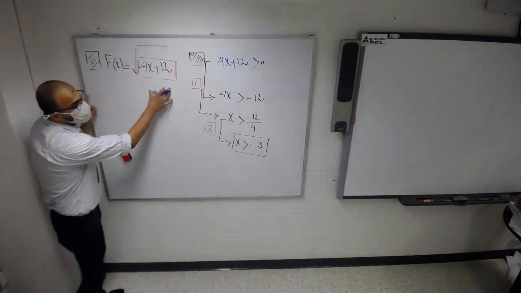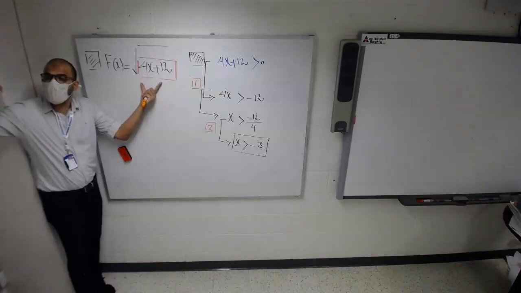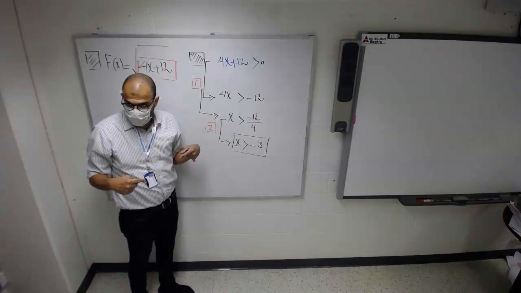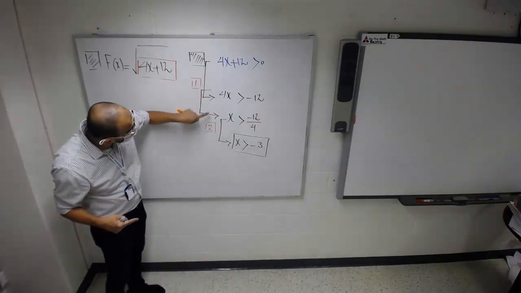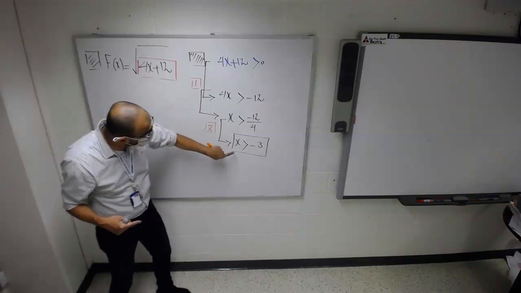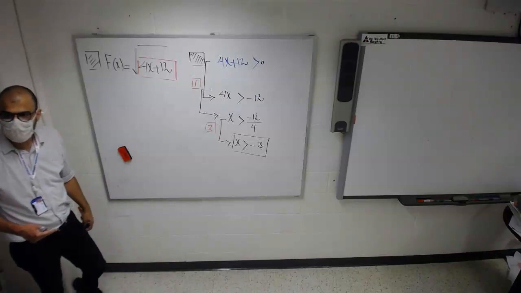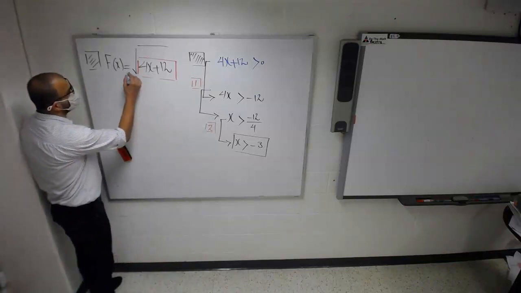I said that the only restriction which I have is that whatever comes under the umbrella has to be positive, because we do not have the square root of minus 9. Then I solve it like an equation. It tells me x has to be greater than minus 3. Yes? Now, it defines my domain.